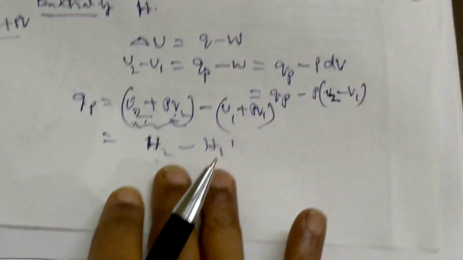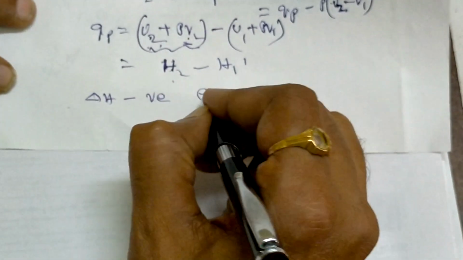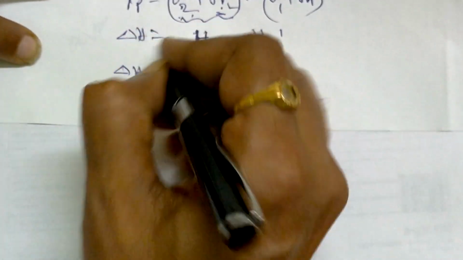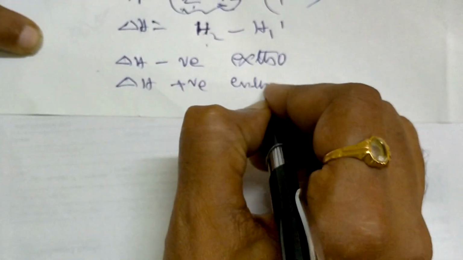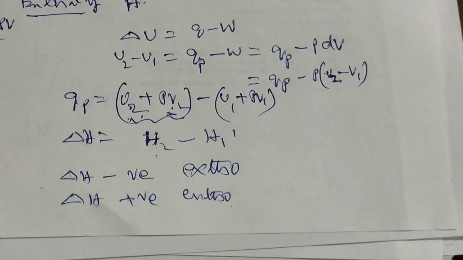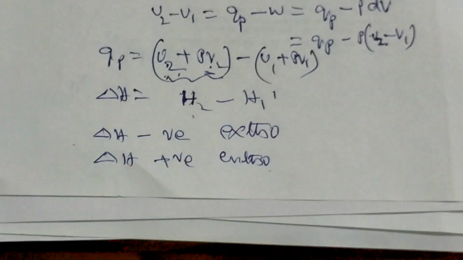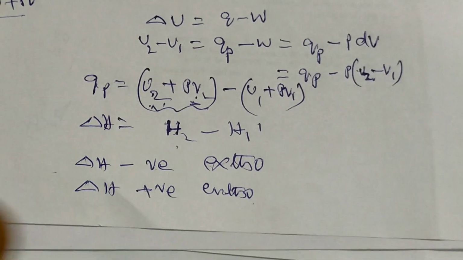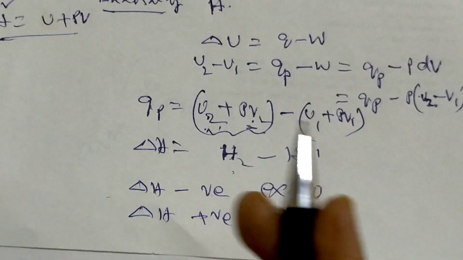And lastly, delta H is negative for exothermic. QP is nothing but delta H, that is H2 minus H1. Delta H is positive for endothermic. That means if the product's heat content is less than the reactant's, it is exothermic. If the product's heat content is more than the reactants', it is endothermic, as heat is taken in. We will see some more tomorrow, heat capacities and all. Thank you very much.